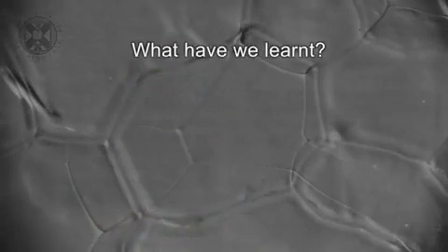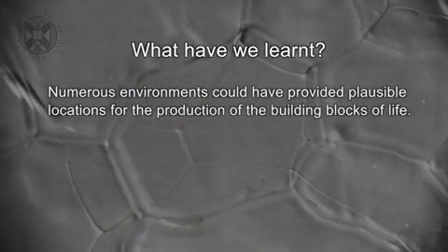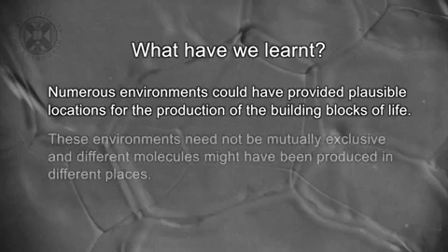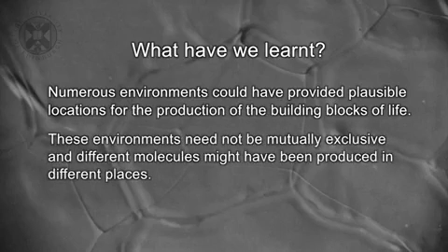There may be some quite unusual environments that we think are not plausible locations for early chemistry, but might turn out to be important as places for early chemical reactions. So what have we learned in this lecture? Well, hopefully we've learned that numerous environments could have provided plausible locations for the production of the building blocks of life, and we've looked at some examples of those possible environments. We've learned that these environments need not be mutually exclusive, and different molecules might have been produced in different places. Indeed, the whole of the early Earth might have been a giant prebiotic reactor.